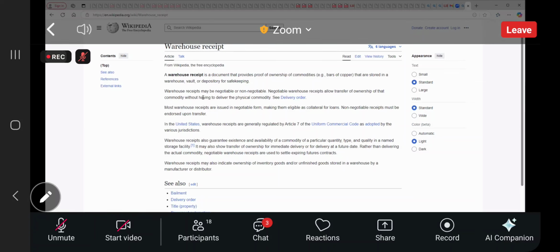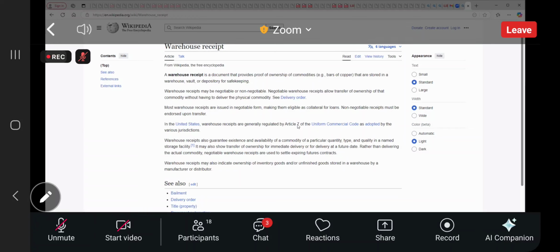It's right here. The warehouse receipt may be negotiable or non-negotiable. Negotiable warehouse receipts allow transfer of ownership of a commodity without having to deliver the physical commodity. See delivery order. Most warehouse receipts are issued in negotiable form, making them eligible as collateral for loans. A non-negotiable warehouse receipt must be endorsed upon transfer. In the United States, warehouse receipts are generally regulated by Article 7.